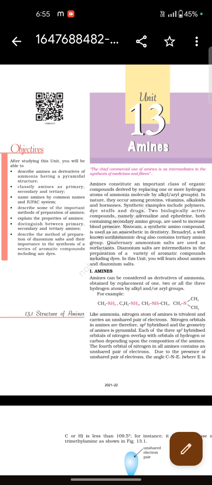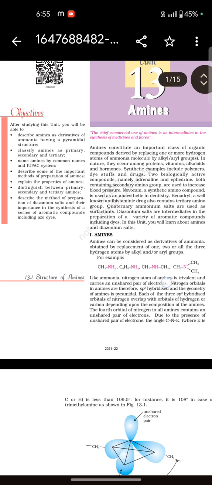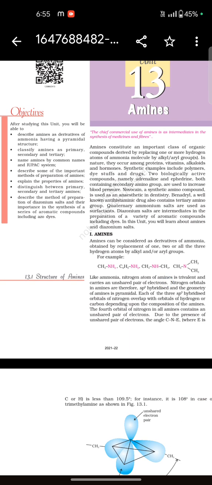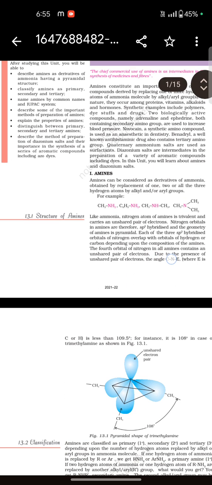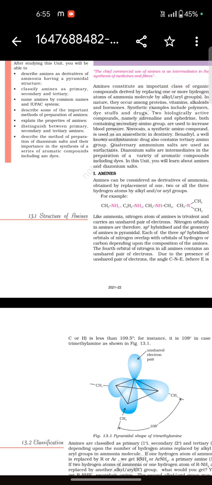Due to the presence of the unshared pair of electrons, the angle C-N-E, where E is C or H, is less than 109.5 degrees. For instance, it is 108 degrees in the case of trimethylamine, as shown in the figure, because here nitrogen has one unshared pair of electrons and its shape becomes pyramidal.